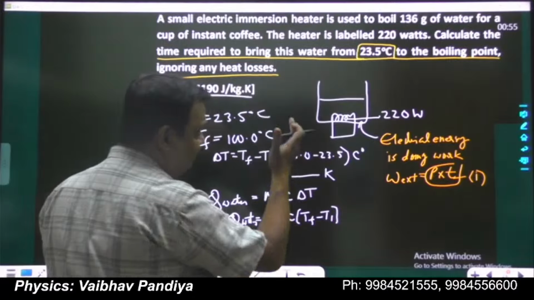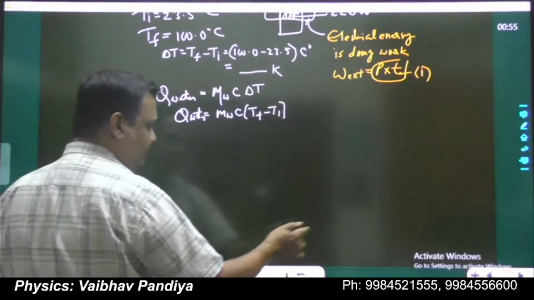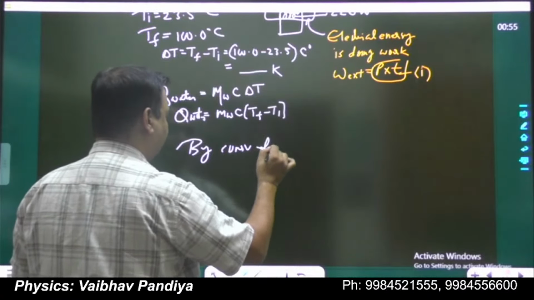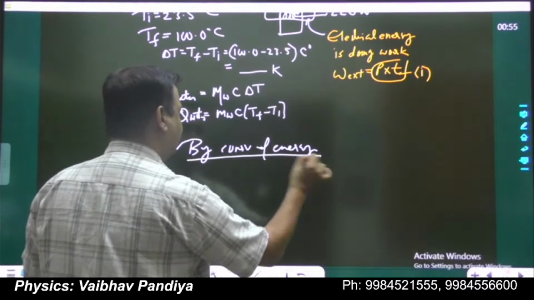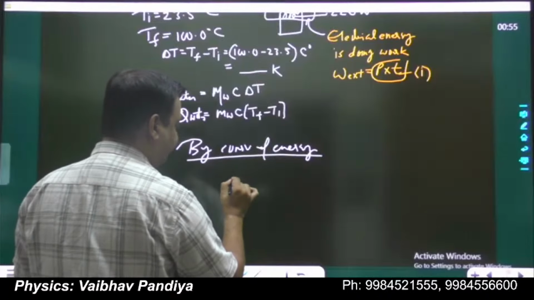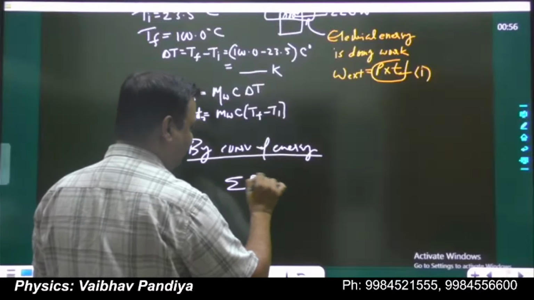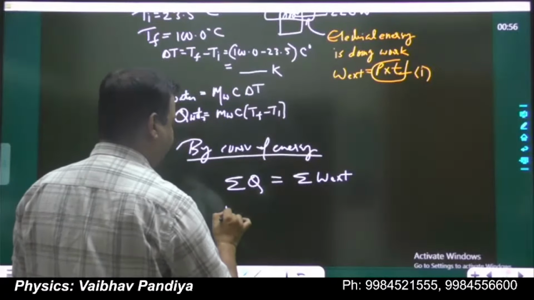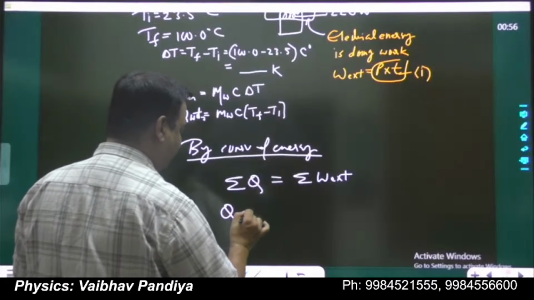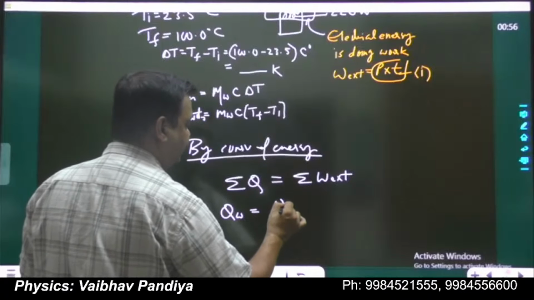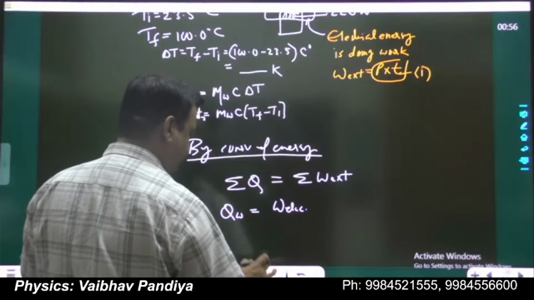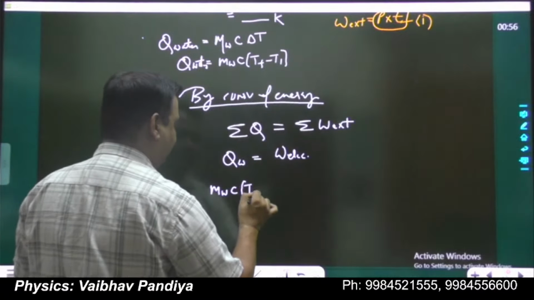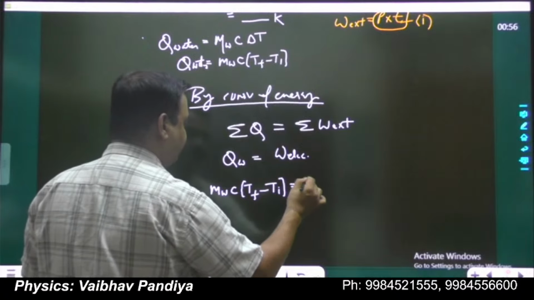Now there is no change in the potential energy, no change in the kinetic energy. So by conservation of energy, you will get LHS as simply the net heat absorbed by the components of the system. RHS is total work done by the external agent. So this will come to be heat absorbed by water, because water is the only component which is absorbing the heat, and this is the work done by electricity. So you will get mass of the water times C times final temperature minus initial temperature equals P into T.